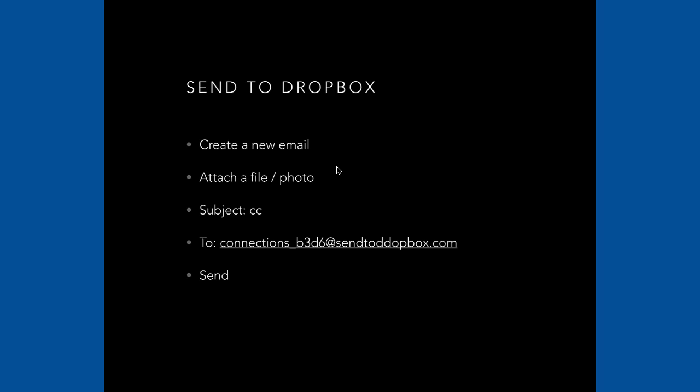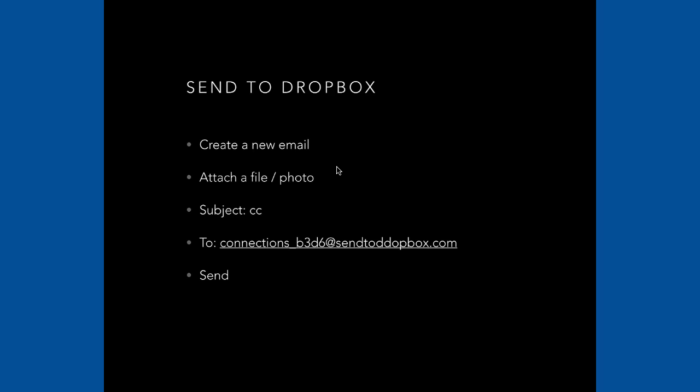The email, it's a long one, but it's connections_B3D6@sendtodropbox.com. Again, connections, it's hard to see this underscore B3D6 at send@dropbox.com. And by the way, you do have control over this prefix right here, connections. I have control over this. I don't have control over the underscore and whatever unique number or letter they create. For the free one, you don't have control over that.